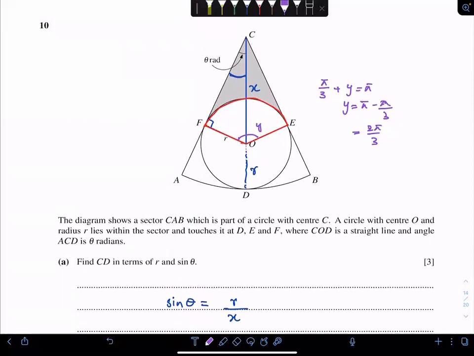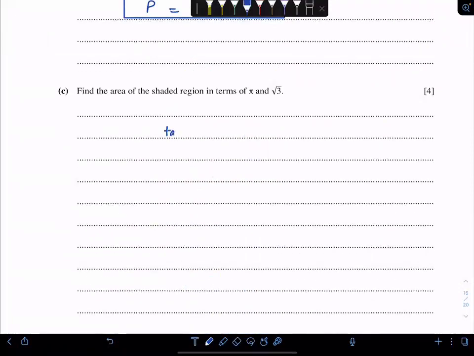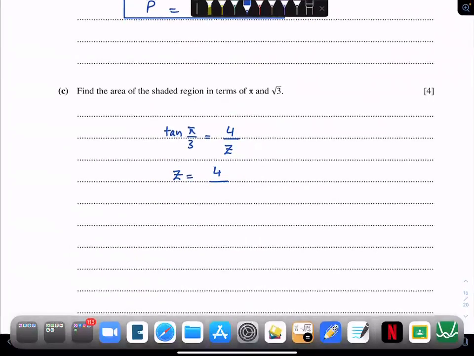And the triangle formula is 1 by 2 base into height. If we consider this R as the base, we have to find this height. We can use tan because we have this angle, and then find this side, the height. So tan pi by 3, small r is 4, over that side, let it be z. Z is equal to 4 over tan pi by 3, which is 60, is root 3. Check that one.